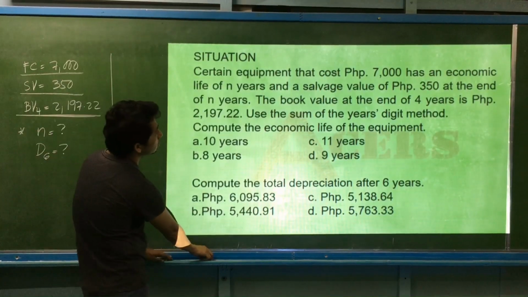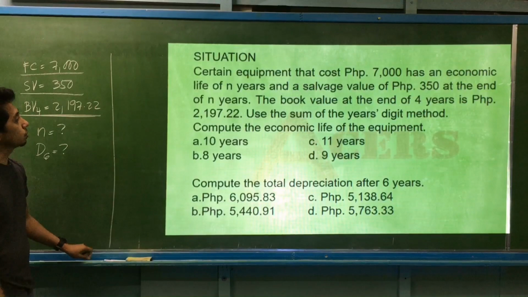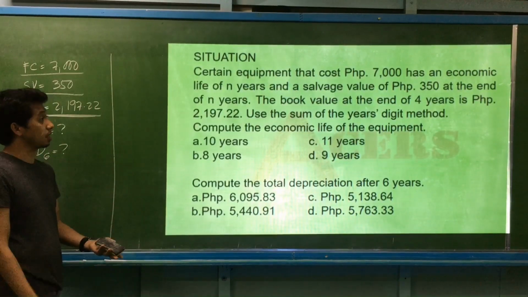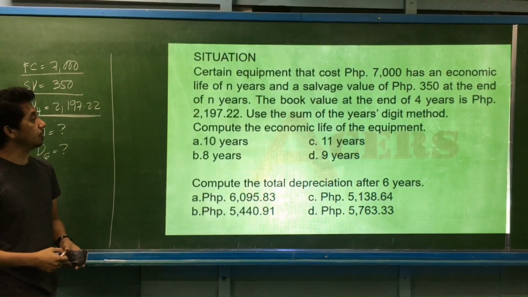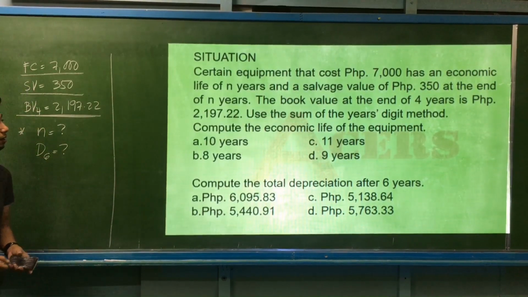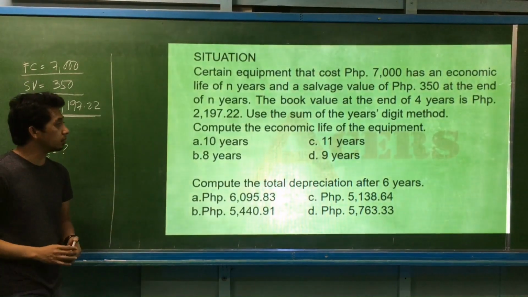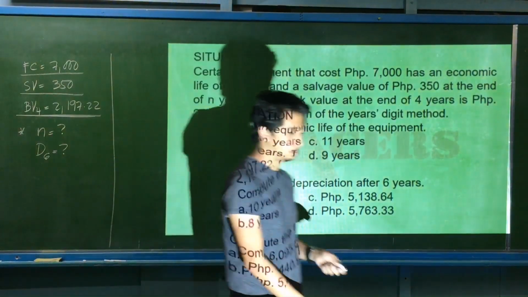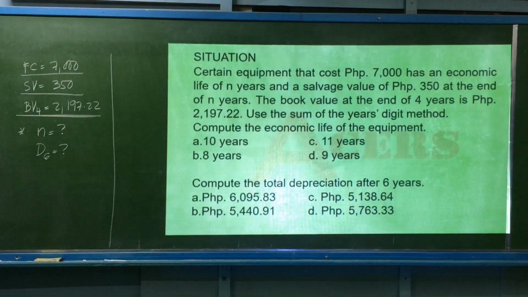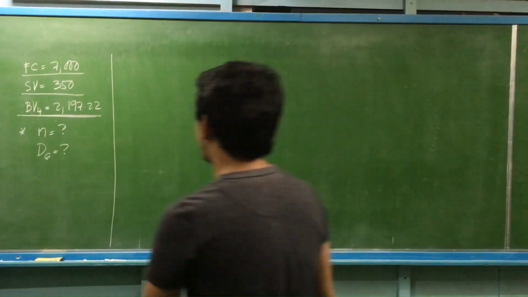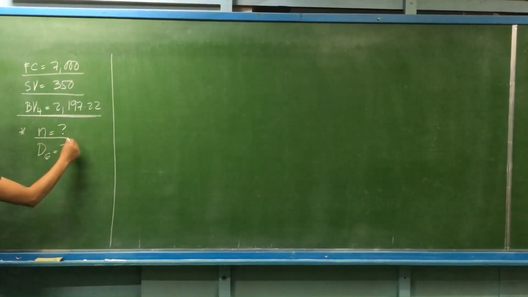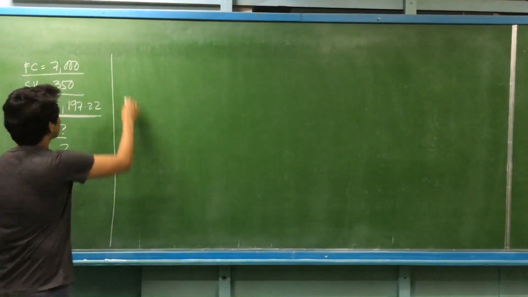Our next example, again, this is the sum of the year's digit method. Say an equipment that costs 7,000 has an economic life of n years and a salvage value of 350 at the end of n years. The book value at the end of 4 years is 2,197.22. So use the sum of the year's digit method, compute the economic life of the equipment. Okay, economic life of the equipment, yun yung una natin kukunin. So, this is SYDM.